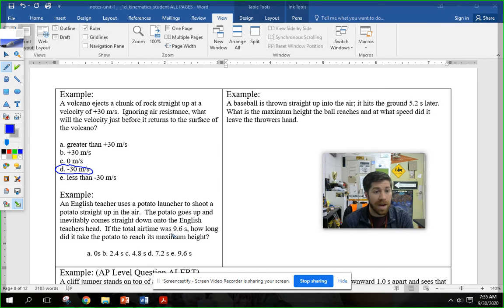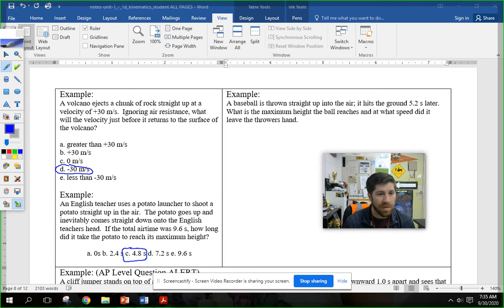We could do this kinematically and find the velocity and find the acceleration and do all these different things, or we could just think it's going to take half the total flight time to get up there. And so half of 9.6 is, of course, 4.8. And we can be done. You could check that if you wanted to. And that's the last example.